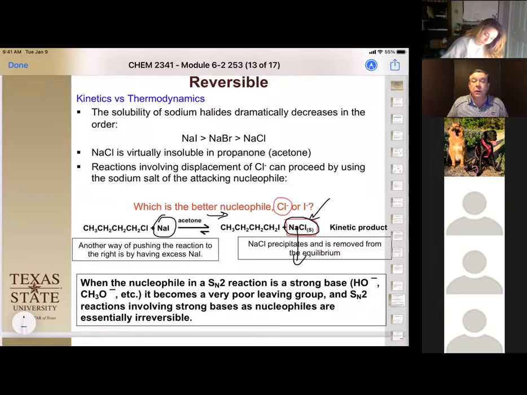Okay, so that's another important thing to remember about solvent: we can get our reversible reaction to go in one direction or the other, depending on the solubility of our reagents.